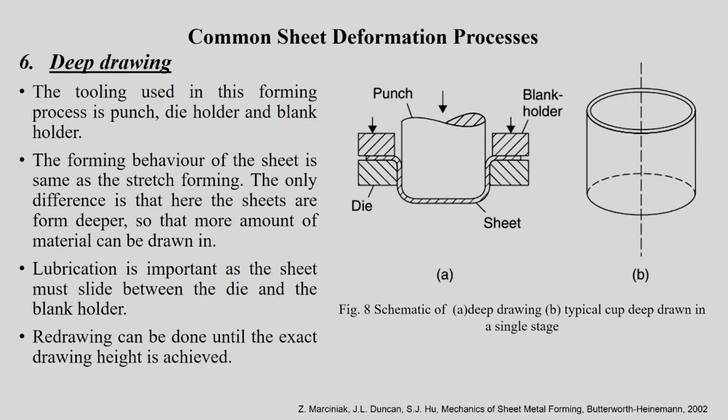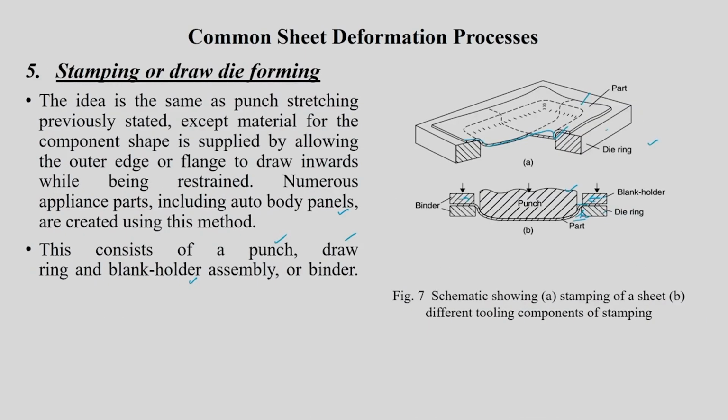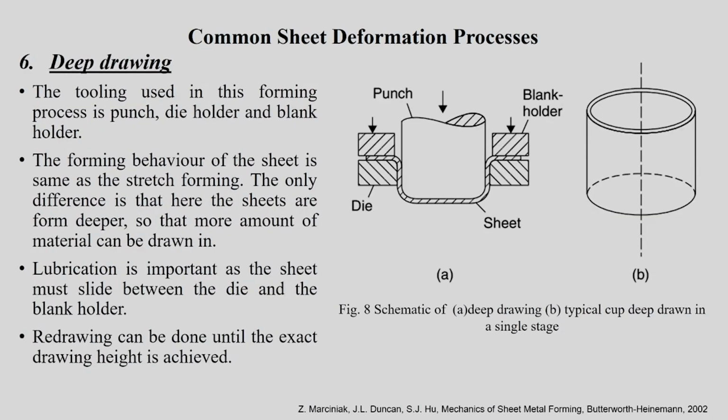So, deep drawing is similar to this particular process. Only thing is here the drawing is actually a little deeper. You make larger cups, like for example this soft drinks can. Those components are made by a deep drawing process. Of course, there are several stages in that. Predominantly it is a deep drawing process, and the tools are going to remain the same. So, you have a punch, you have a die, you have a blank holder.